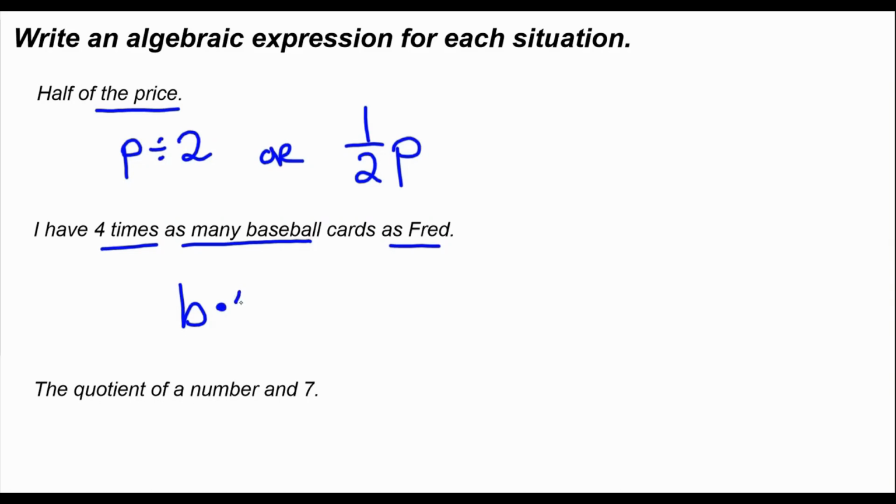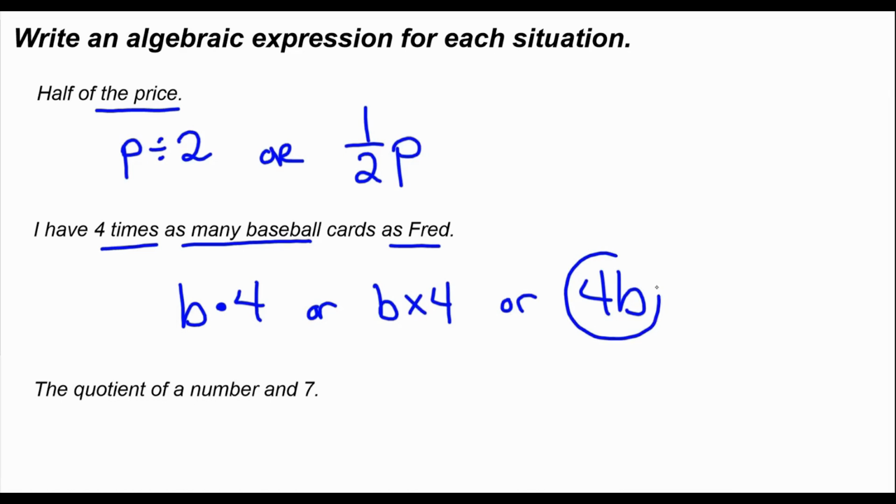So I can take B times 4, or I could write that as B times 4, or I could even write that as 4B. Lots of ways to write multiplication. This is probably the preferred one right here. This is a little more algebraic. I would try to avoid this one, and you could probably guess why. It's because of that little symbol right there. It kind of looks like an X, doesn't it? So when we're writing algebraic expressions, we want to avoid the multiplication symbol that's an X because it looks like an X and we're using variables, so we wouldn't want to get confused. So I would probably prefer that one right there for that situation.